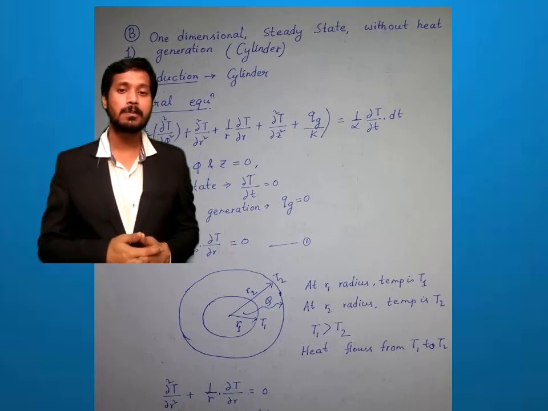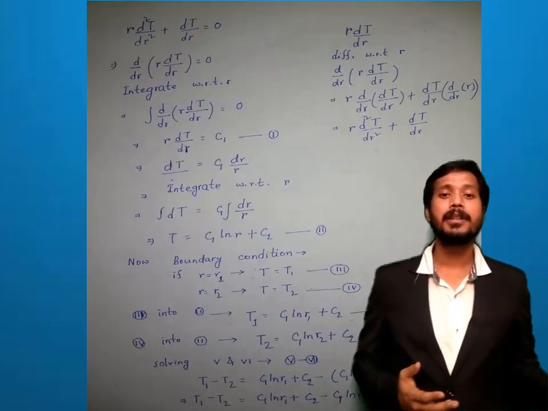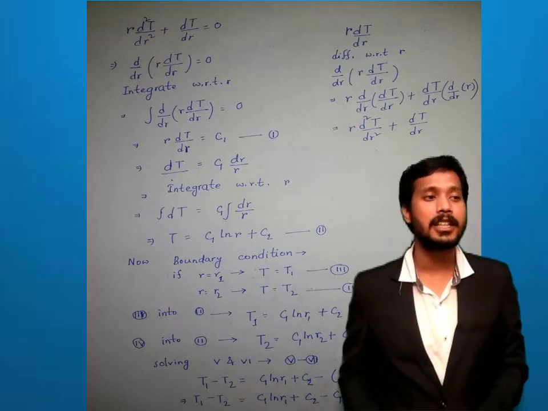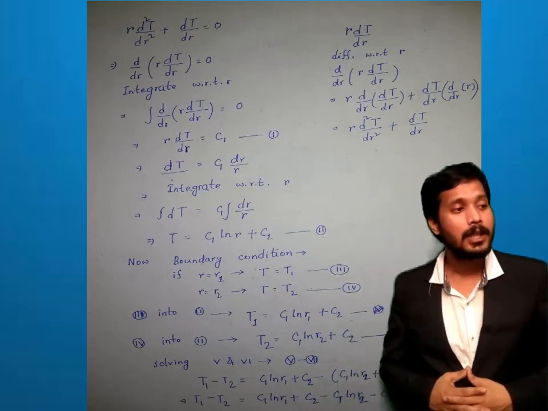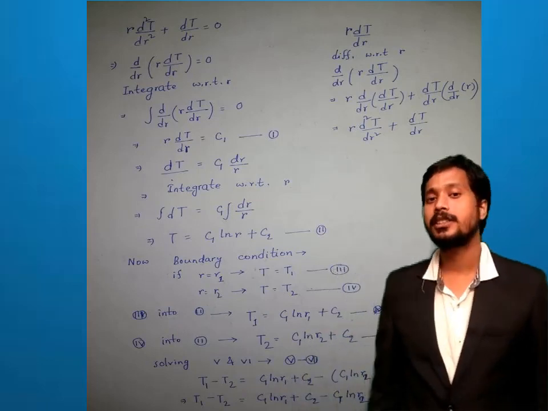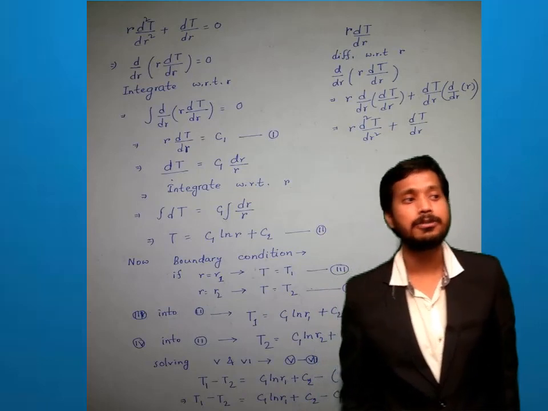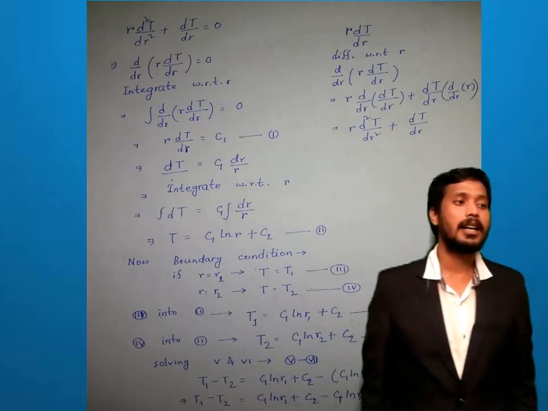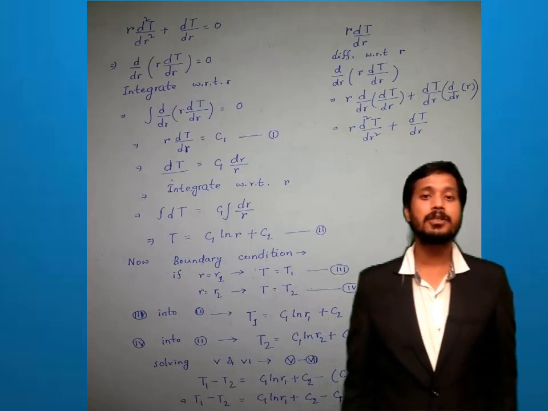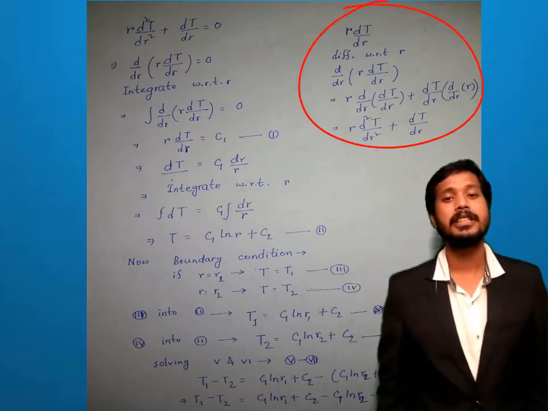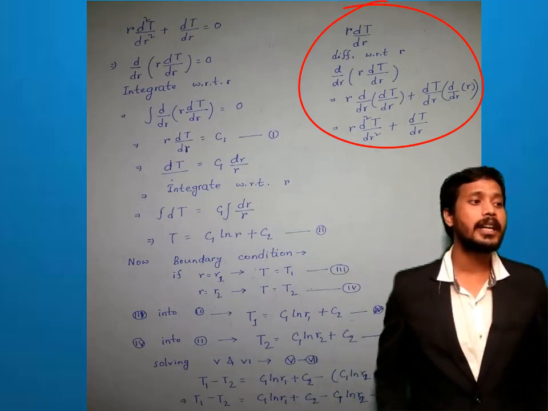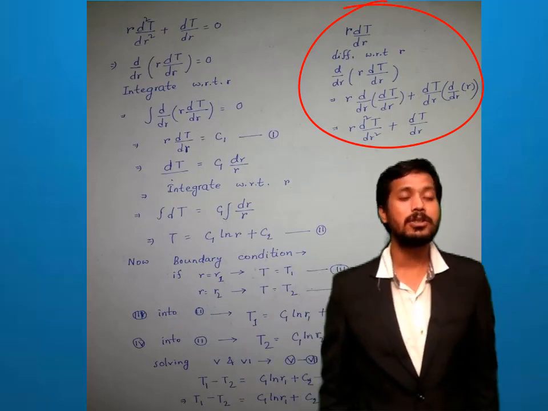So I can write ∂²T/∂r² plus 1 by r ∂T/∂r equals 0. In the next line, I'll multiply with r, so I can write r d²T/dr² plus dT/dr equals 0. Now, before integrating, I can write this equation as d/dr of r dT/dr equals 0. Now if I integrate with respect to r, the integration of d/dr of r dT/dr equals 0, so we get r dT/dr equals C1.